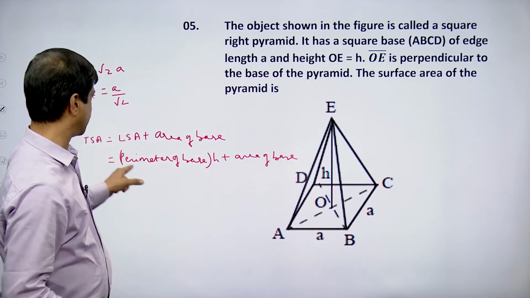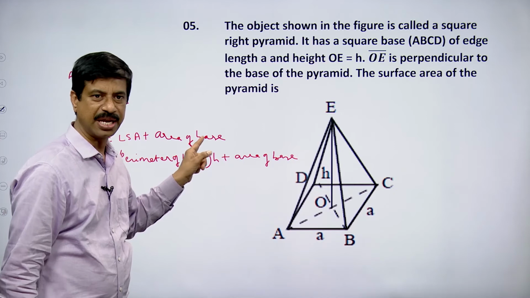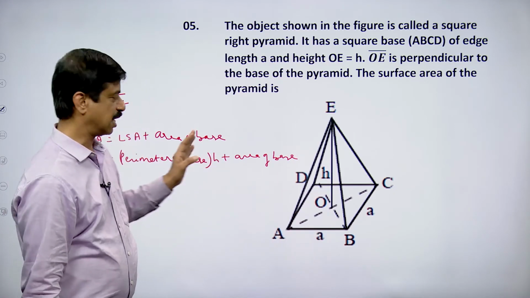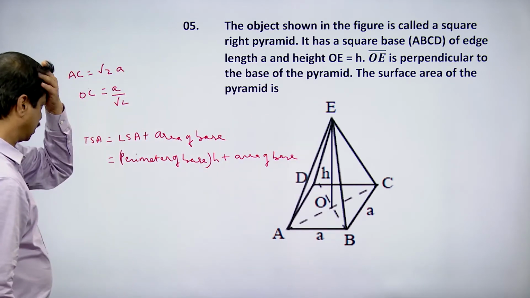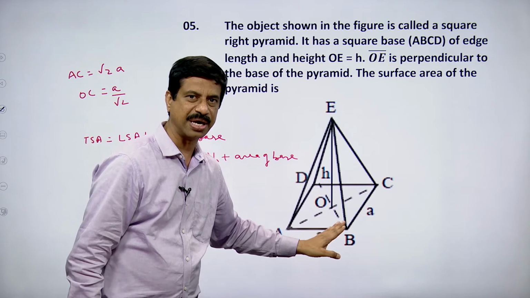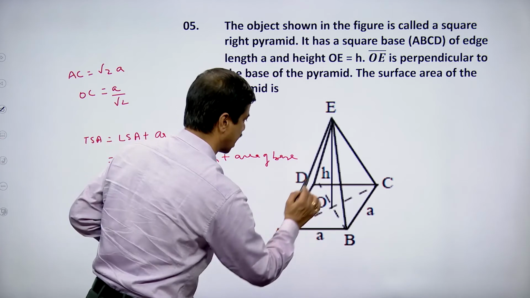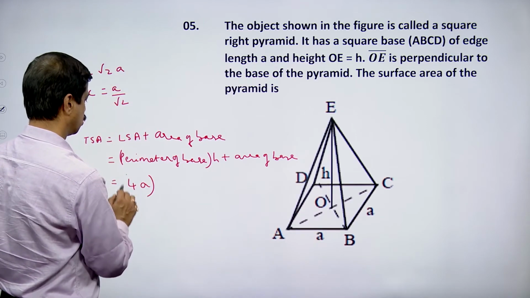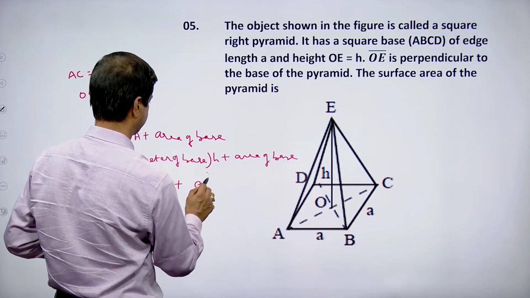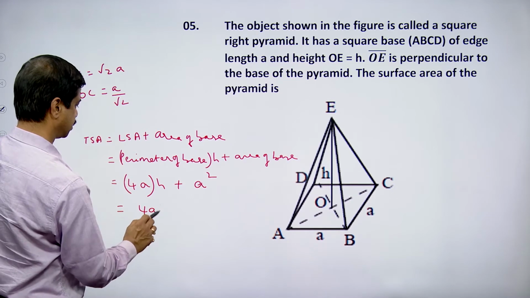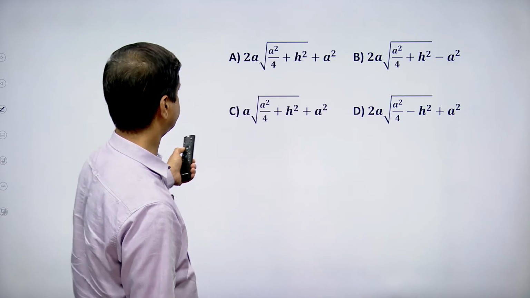So, LSA is perimeter of base into height for any structure. TSA is LSA plus area of base if it has only one base. It will be plus 2 times area of base if it has a top and bottom, 2 surfaces. So as this pyramid has only one base, we will take only one area of base. So perimeter of the base, the square's perimeter, is 4a, into height h, plus area of base, which is side square. So this is 4ah plus a square, that is the total surface area of the pyramid.